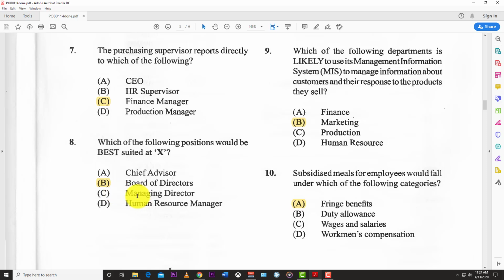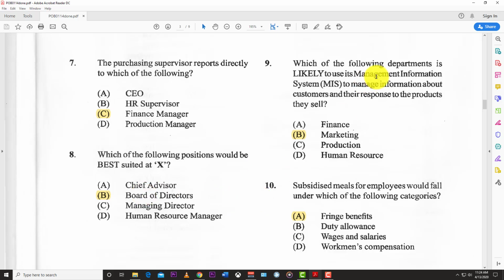Alright, because sometimes the managing director is also the CEO. They're interchangeable. And of course not HR or the chief advisor. So the best answer is the board of directors. Number 9, which of the following departments is likely to use its management information systems, MIS, to manage information about customers and their responses to the products they sell? And of course the best answer here would be the marketing department.